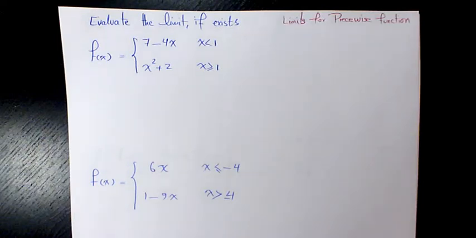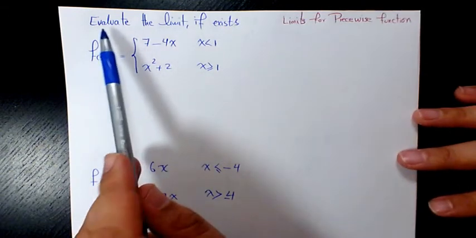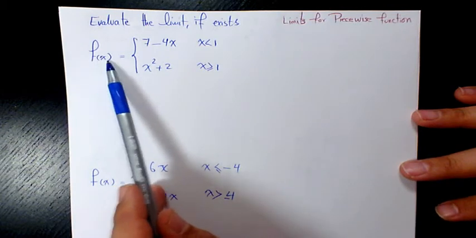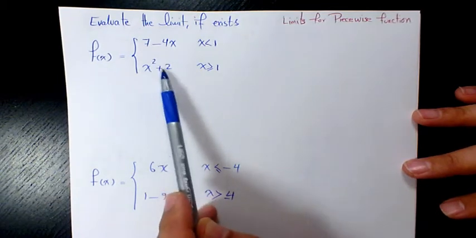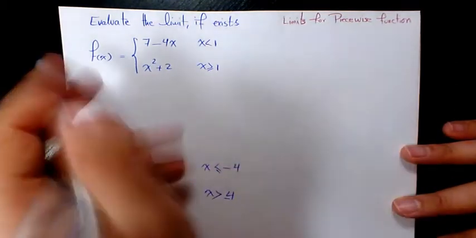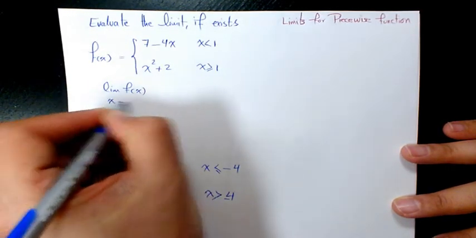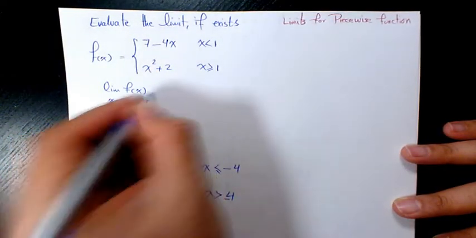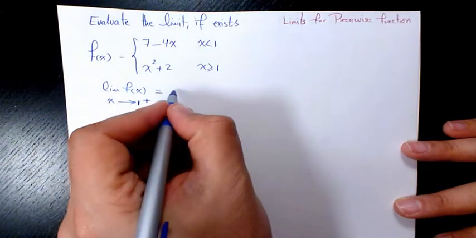Welcome to another video. In this video I want to show you how to find out limits for piecewise function. First example we have is finding the limit if it exists when function is 7 minus 4x when x is less than 1 and x squared plus 2 when x is greater than 1. In this case I'm gonna say limit of f of x when x is approaching 1 from positive side, which means that's greater than 1, we need to use this one.